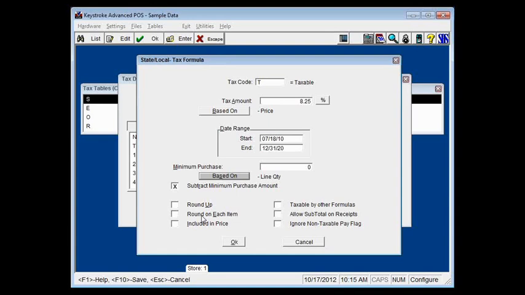So use this very carefully. And in most states, it's my understanding, if you choose to round up on each item, as long as you remit to your taxing entities the amount of tax you actually collected, even if you've rounded it up, they're more than happy to take a few pennies here and there more than what it might actually be.